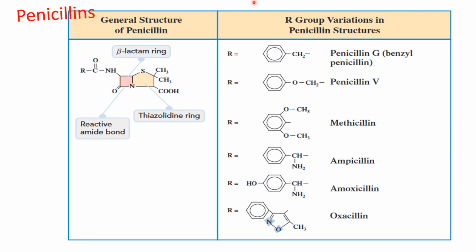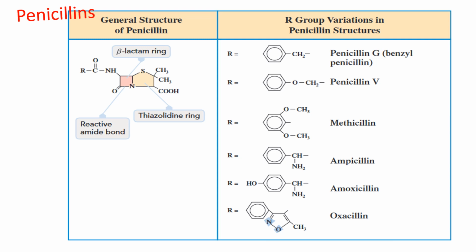As with sulfa drugs, derivatives of the basic structure differ from each other in the identity of a particular R group, this R group. So if this R group consists of a benzyl group, it is penicillin G. If the R group consists of this, you call it penicillin V. And so you have other derivatives such as methicillin, ampicillin, amoxicillin, oxacillin.